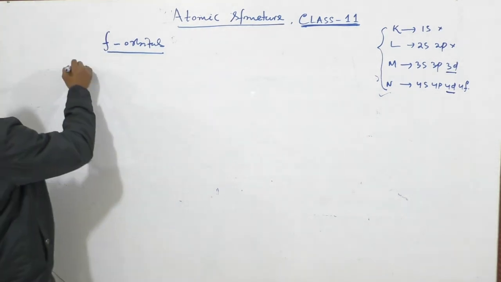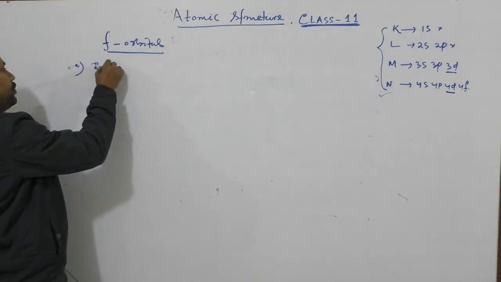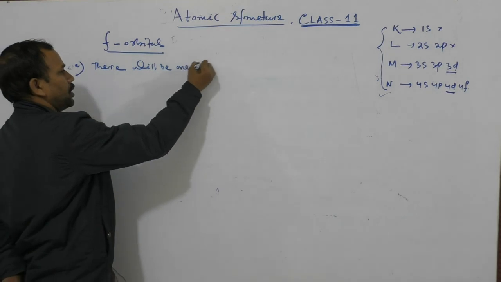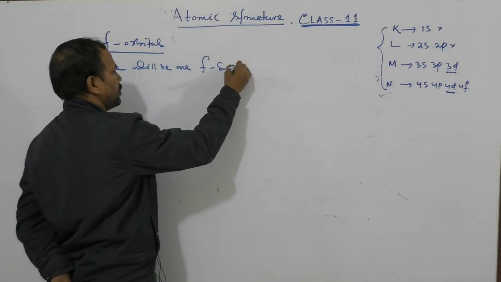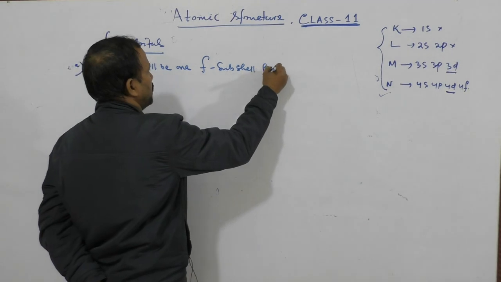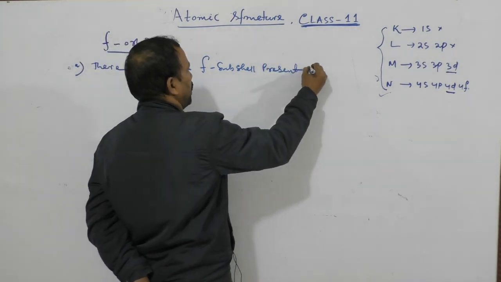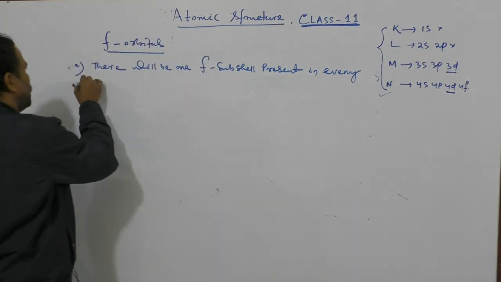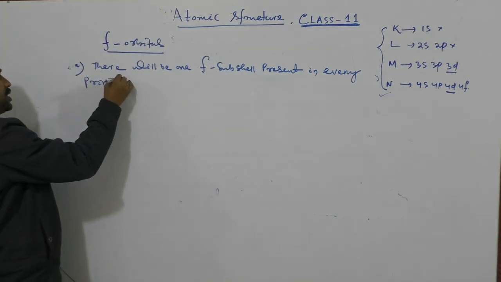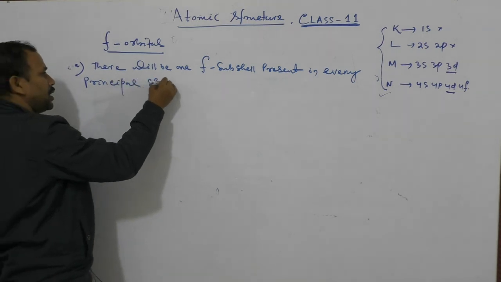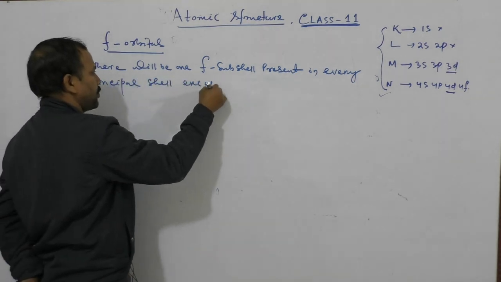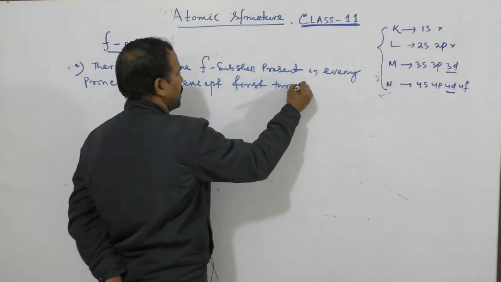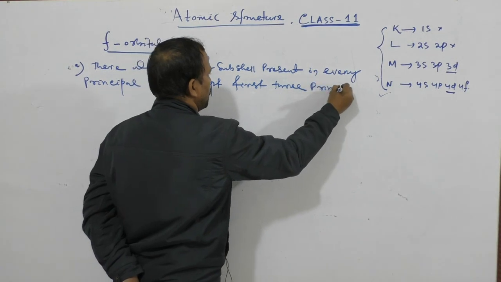So the first point: there will be one f subcell present in every principal cell except the first three principal cells.